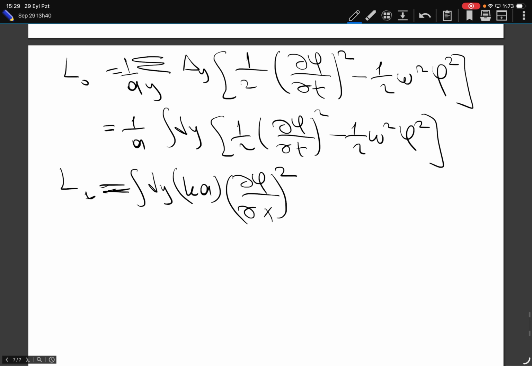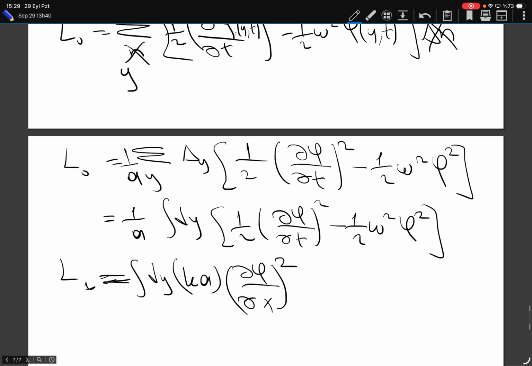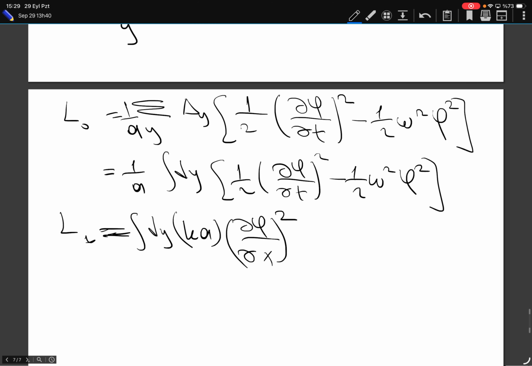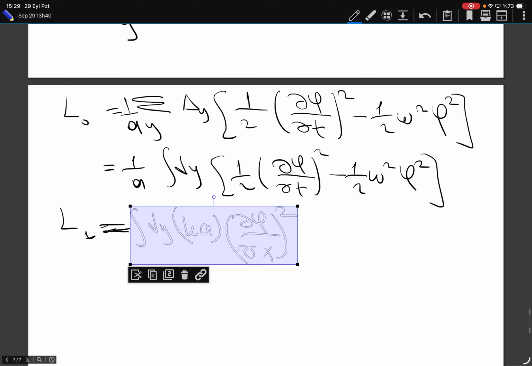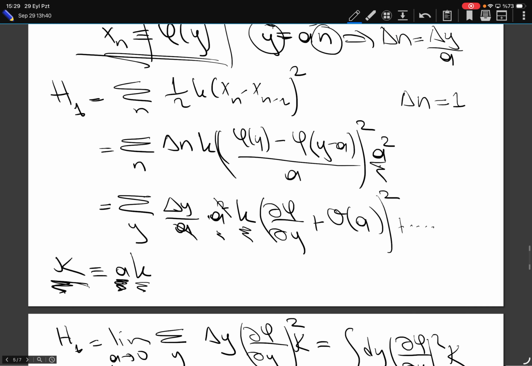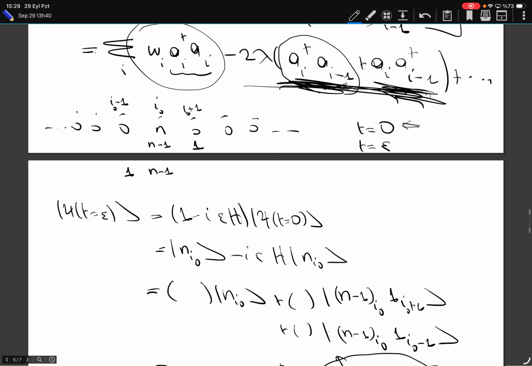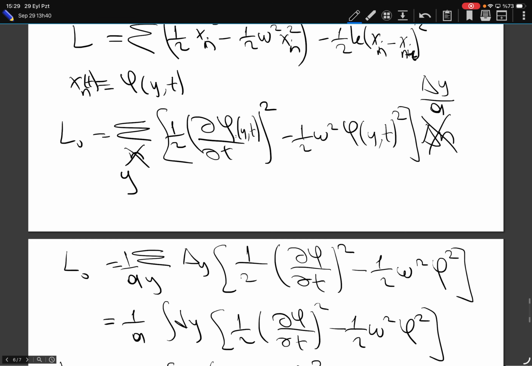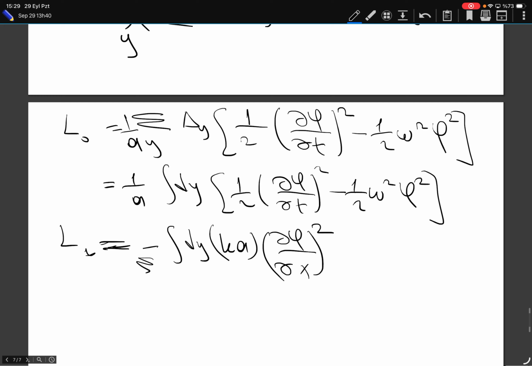So any questions up to here? Can you move L1 to be without the minus sign, or with? Okay, let's go back. H is plus 1 over 2 k times xn minus xn minus 1. That is the potential term. That is with a plus sign in the Hamiltonian. The potential term appears with a minus sign in the Lagrangian. So that is why I have a minus sign over here. L1 is actually equal to minus H1.